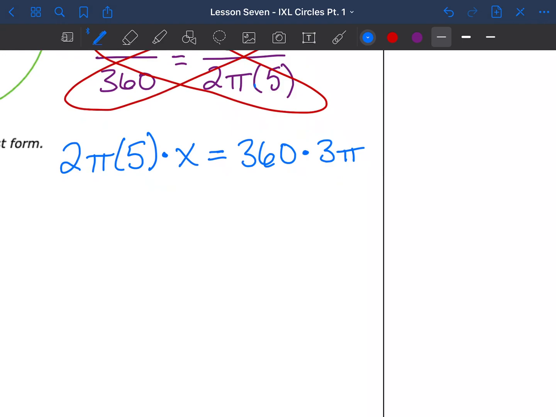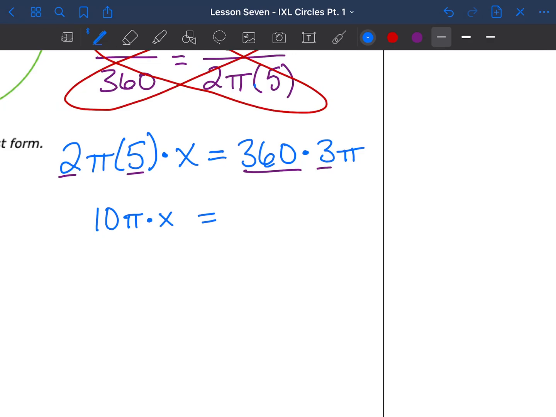So, what I would do is just clean up the things you can. Keep the x and the pi's by themselves for right now. Just multiply the numbers. So I'm going to multiply the 2 and the 5. When I do that, I get 10 pi times x. I bring the pi down and the x. Then I'm going to multiply the 360 times the 3. Bring down the pi afterwards.